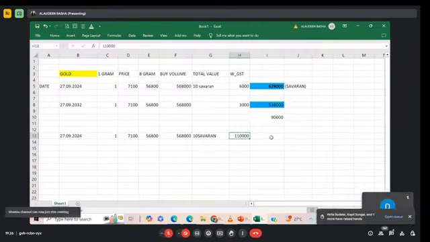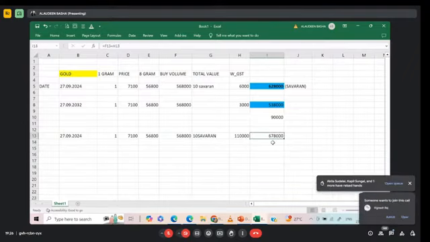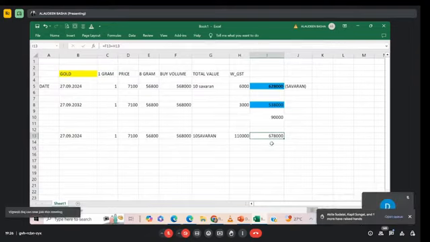Now you can add the two values. Your investment is 5,68,000 plus 1,10,000. This is your net return of 7,68,000 after you sell at the end of 8 years.